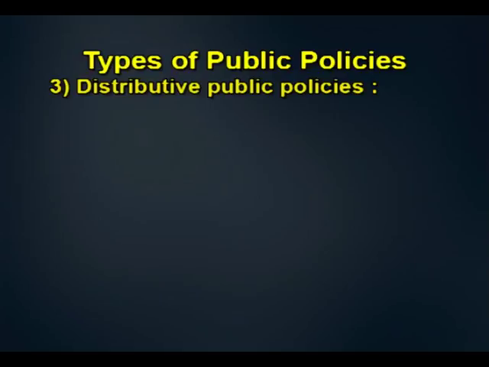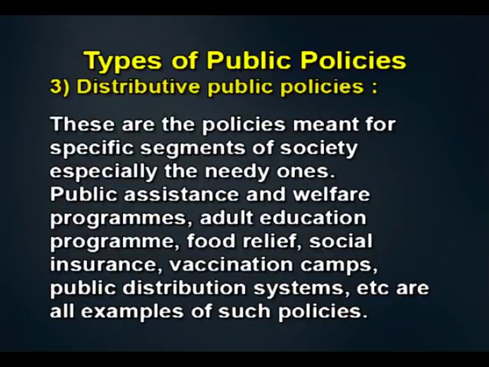Third, distributive public policies. These are the policies meant for specific segments of society, especially the needy ones. Public assistance and welfare programs, adult education programs, food relief, social insurance, vaccination camps, public distribution systems, etc. are all examples of such policies.